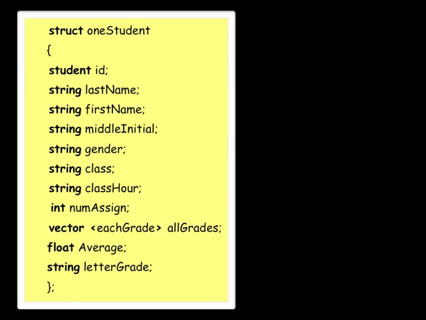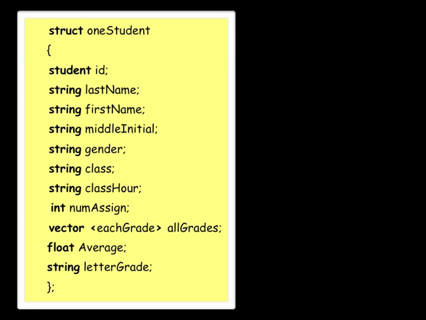To do that, we're going to think in terms of what information I would have in a gradebook for one student. For example, in my gradebook, I could identify student ID, a student's last name, first name, middle initial, gender, class, and by class I mean senior, junior, sophomore, freshman, the class hour, and the number of assignments for that student with a vector or a list of all those assignments, as well as information pertaining to those assignments, an average grade, and a letter grade.